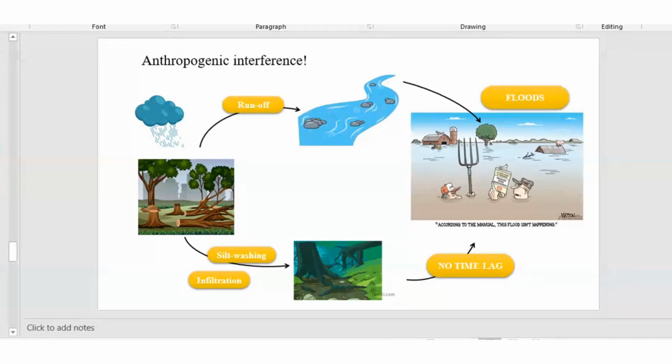But when trees are cut, there are no roots left, there are no trees left which hold on to the soil, which ensure that there is a high amount of water retaining capacity. And since there are no trees left to hold on to the soil, it also causes silt washing of the uppermost layer of soil. When the trees are not there, the uppermost layer also gets washed away along with the soil. The soil does not have enough capacity to hold such high amounts of water.